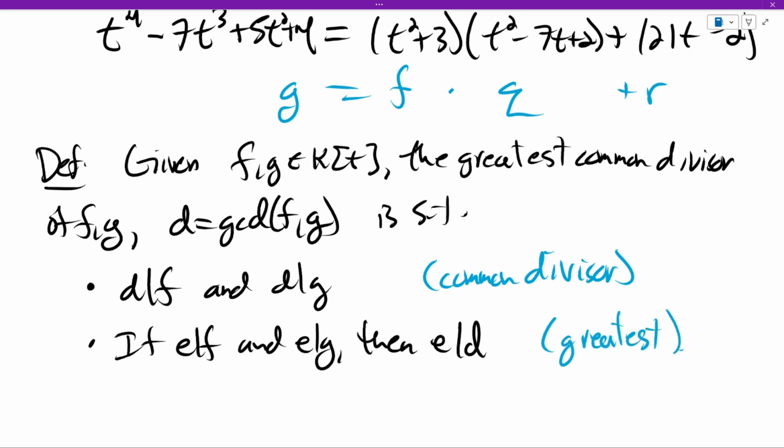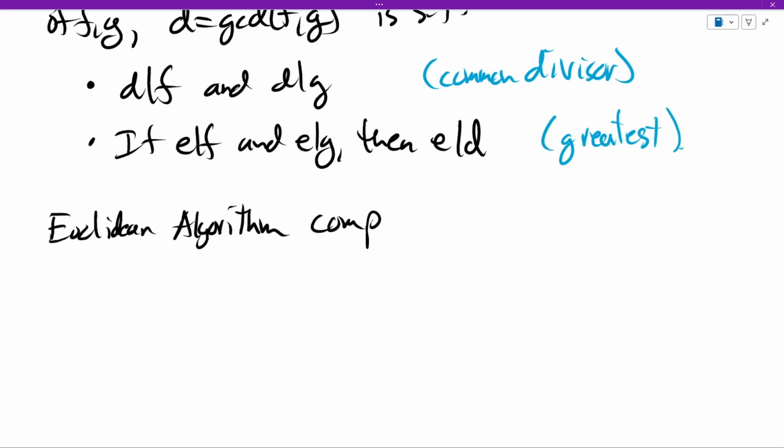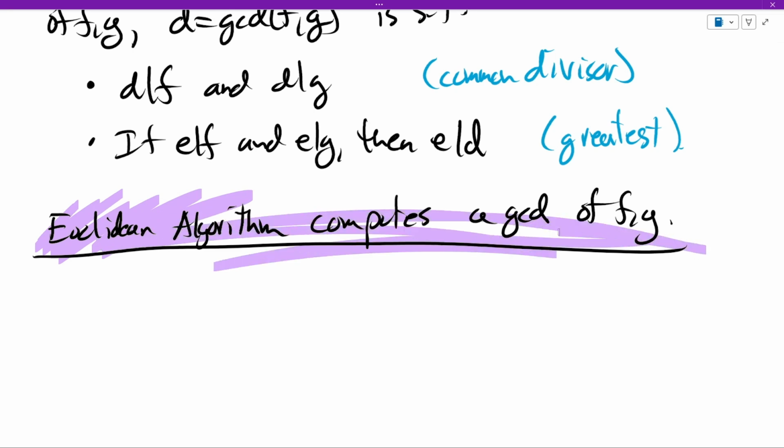And I'm now going to remind you how to compute the greatest common divisor. So the Euclidean algorithm computes, well, a GCD, there's more than one, of f and g. And what is the Euclidean algorithm? So what you do is as follows. You construct a sequence of remainders.